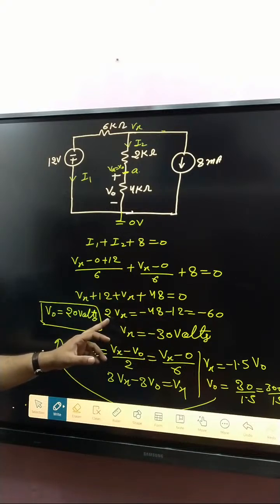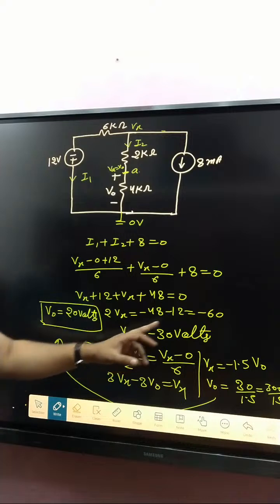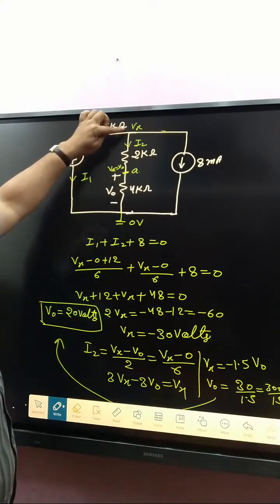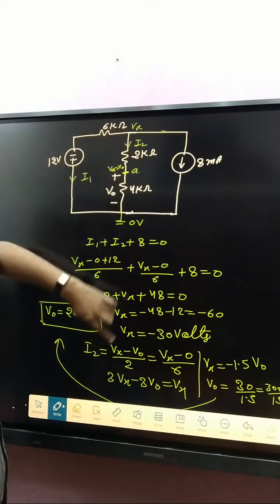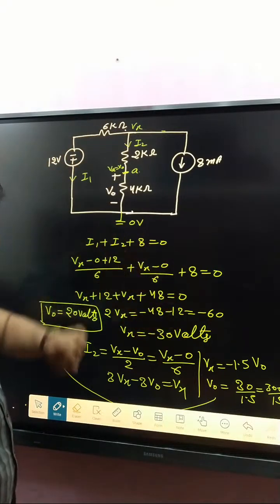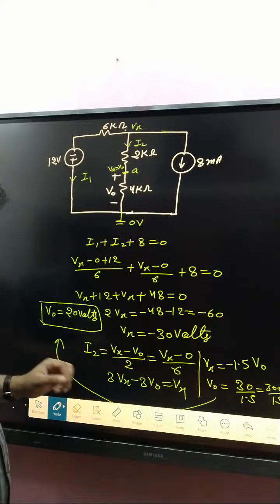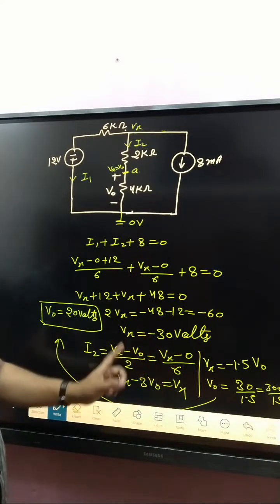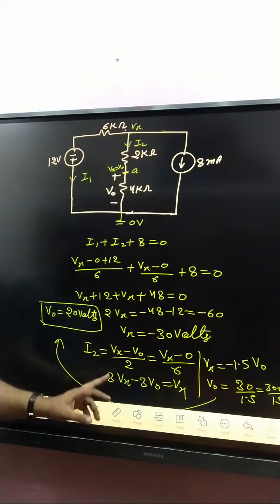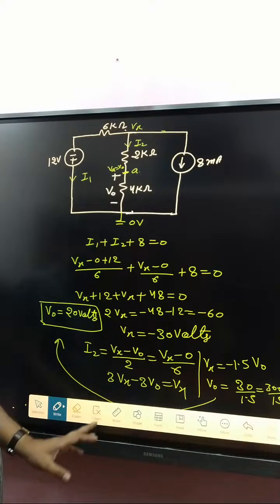These two, Vx and Vx, that is 2 Vx, and 12 plus 48, that is minus 60. So what about Vx? 60 by 2, that is minus 30 volt. Vx is minus 30 volt. After that, what about I2? I2 is written Vx minus V0 divided by 2. In other words, Vx minus 0 divided by 6. How can we solve these two? Multiply by 6, 6 by 2, that is 3. So 3 into Vx minus 3 V0 is equal to Vx.